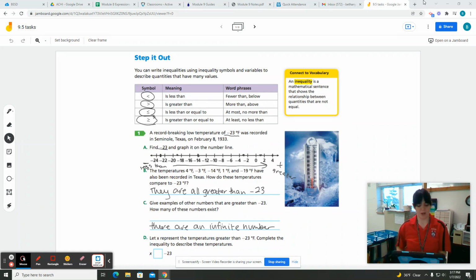For the last part, D says, let X represent the temperatures greater than negative 23 degrees Fahrenheit. Complete the inequality to describe these temperatures. Well, if X is always greater than negative 23, then we're going to use the symbol up above that represents greater than, which would be that one right there. So we're going to put a greater than symbol because X is greater than negative 23.